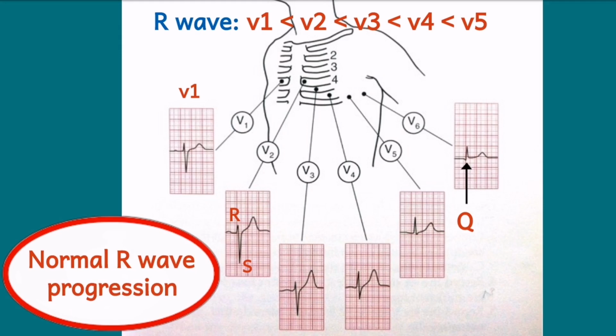If that doesn't happen, we say there is a loss of R wave progression, and that pathology represents something. Let me mention it here. It may speak for right ventricular hypertrophy, or it may speak for an anterior wall MI. So kindly take note of this R wave progression.